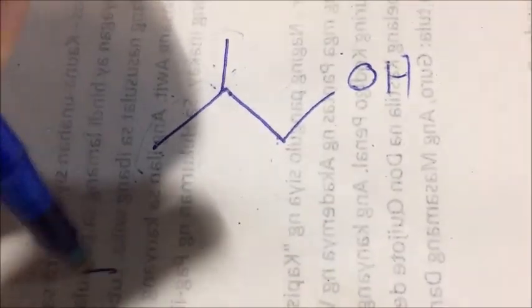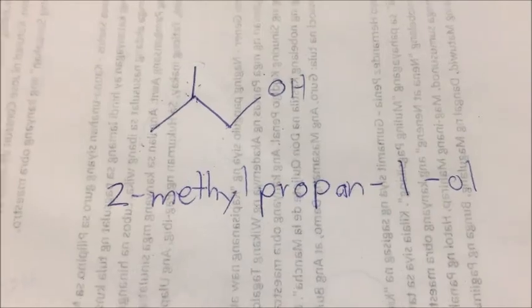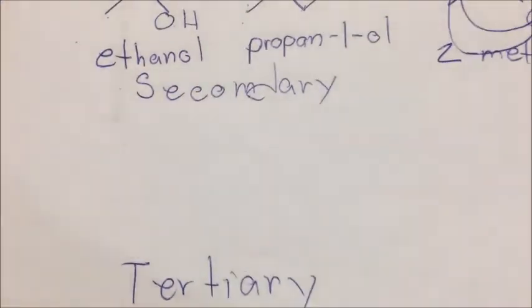So how do we name this? This would be 2-methyl. Why is it 2-methyl? Because it's the second carbon. 1, 2. 2-methylpropan-1-ol. 2-methylpropan-1-ol. Now let's start with secondary alcohols.